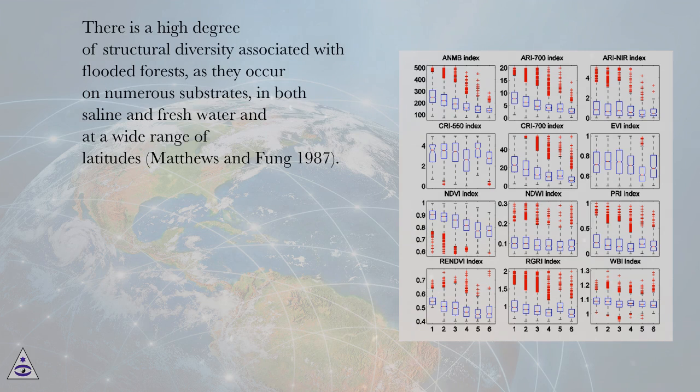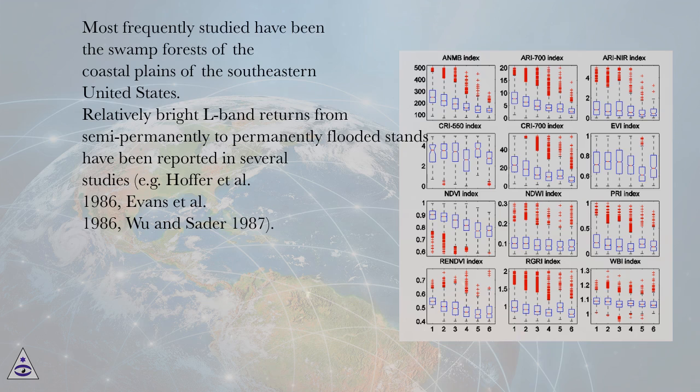There is a high degree of structural diversity associated with flooded forests, as they occur on numerous substrates, in both saline and fresh water and at a wide range of latitudes, Matthews and Fung 1987. Most frequently studied have been the swamp forests of the coastal plains of the southeastern United States.